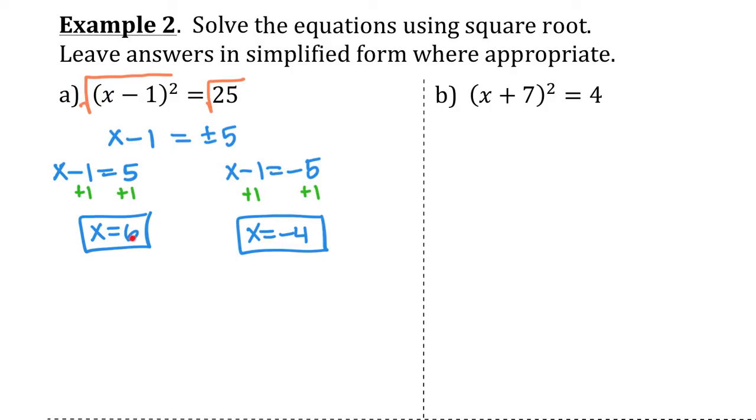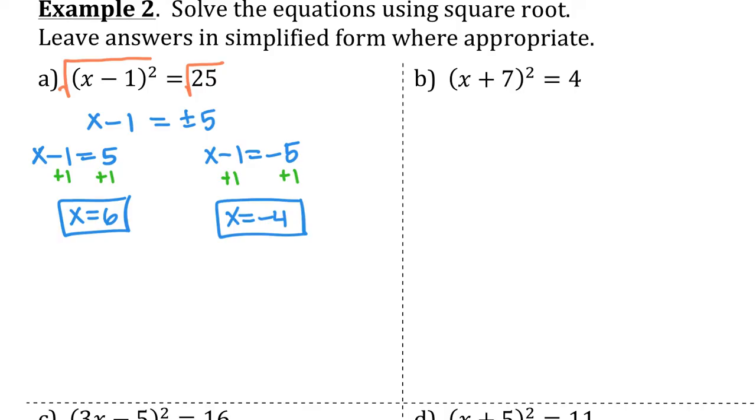If I were to check, if I plug 6 in, 6 minus 1 is 5, and then when I square it, I get 25. I plug in negative 4 minus 1 is negative 5, and then when I square it, it goes to positive 25. Okay, I'm going to do the same steps for B. Okay, it has a squared, so let me square root it.